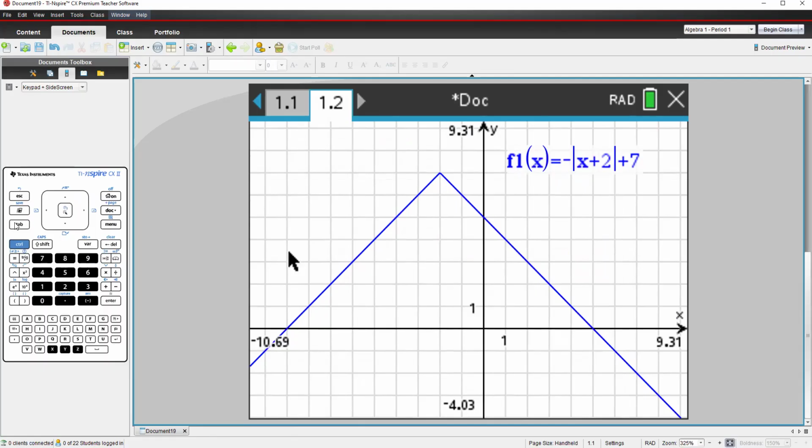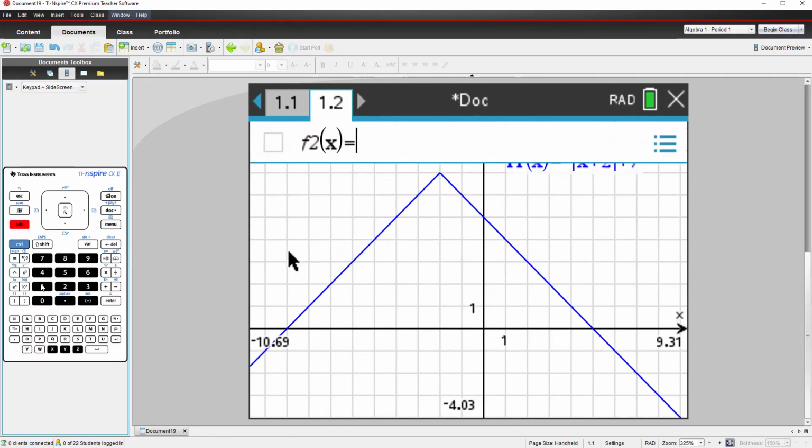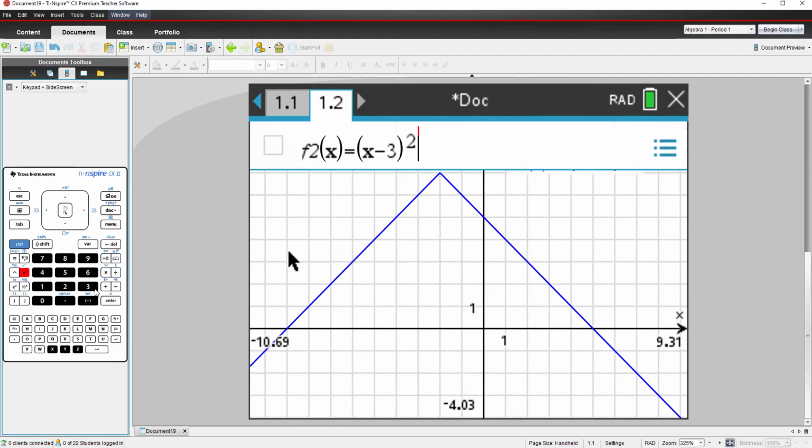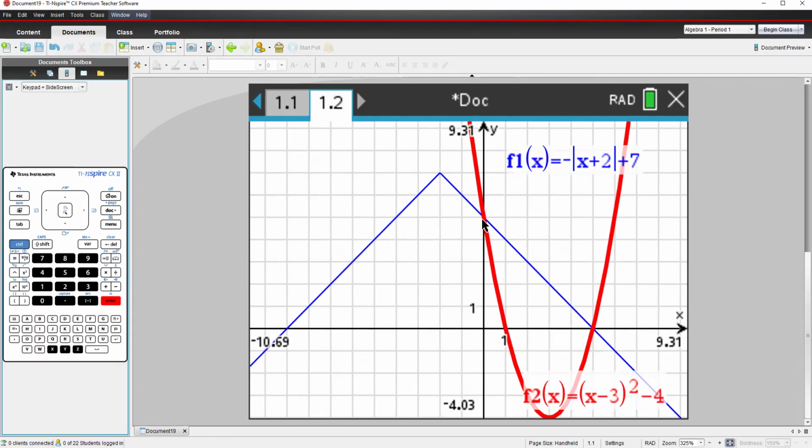All right, next one. We're going to do the second function. It is parentheses x minus 3 squared minus 4. Press enter. And it also looks like it has a y-intercept of 5. Okay, that's cool. So we got something there. Actually, we can stop here. We don't really need to look at the table, but I'm going to go ahead and show you that anyway.